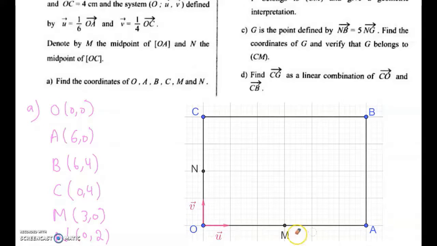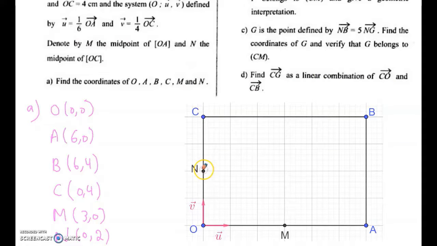Notice OA is 6 centimeters, so U would be 1 centimeters in magnitude. Similarly, V is 1 over 4 OC. OC is 4 centimeters, so V would be 1 centimeters in magnitude. Now, M is the midpoint of OA, and N is the midpoint of OC.